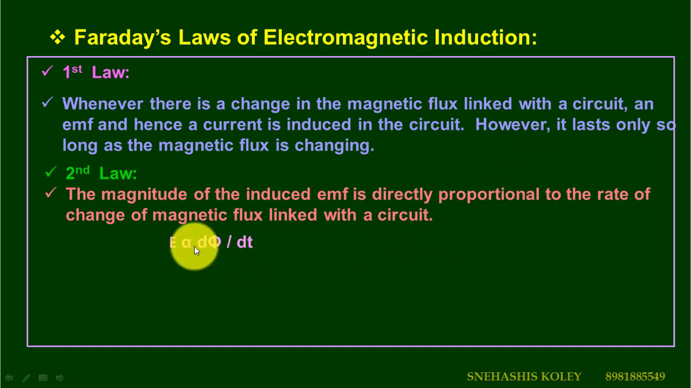So here we can see that the induced EMF E is proportional to the rate of change of magnetic flux. Here phi is the flux, so change of flux is d phi, and d phi by dt represents the rate of change of magnetic flux.